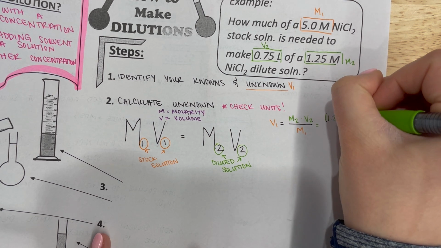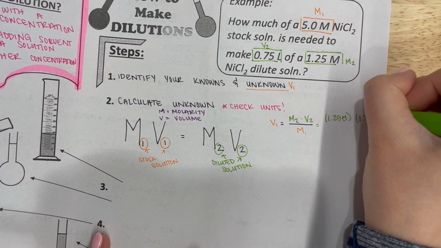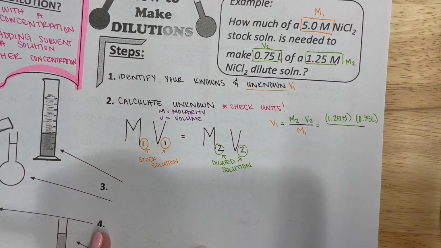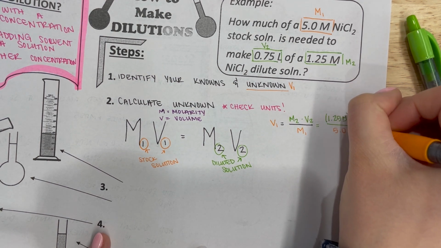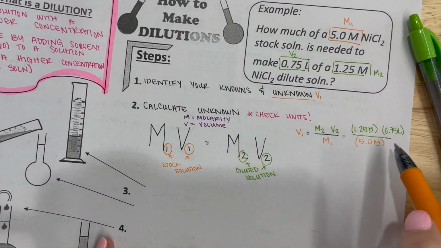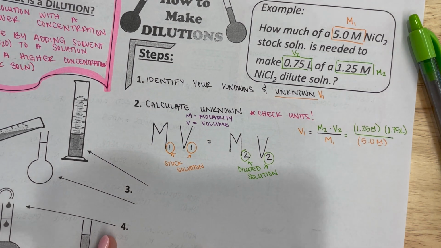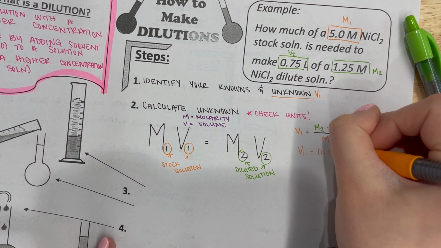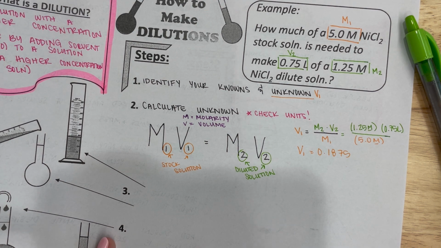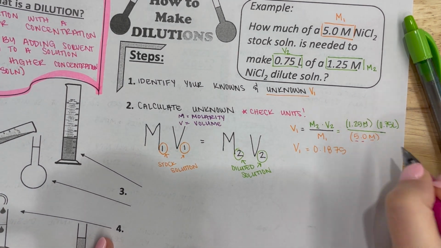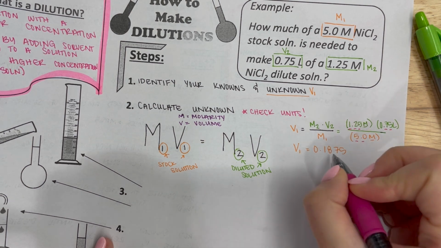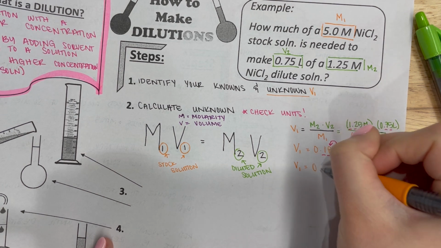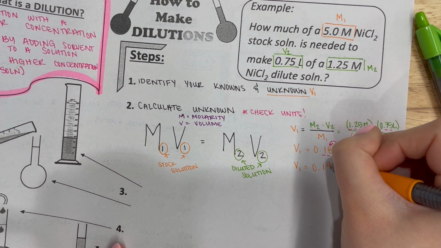So we're going to take that 1.25 molar, multiply it by 0.75 liters. We're going to divide that whole thing by 5 molar. Your molarities are going to cancel out here, so your final unit should be in liters. And if we plug that into a calculator, we get 0.1875. We got to sig fig this. 2 sig figs, 2 sig figs, 3 sig figs. Keep the lesser amount, which is 2. And we find that V1 is equal to 0.19 liters.